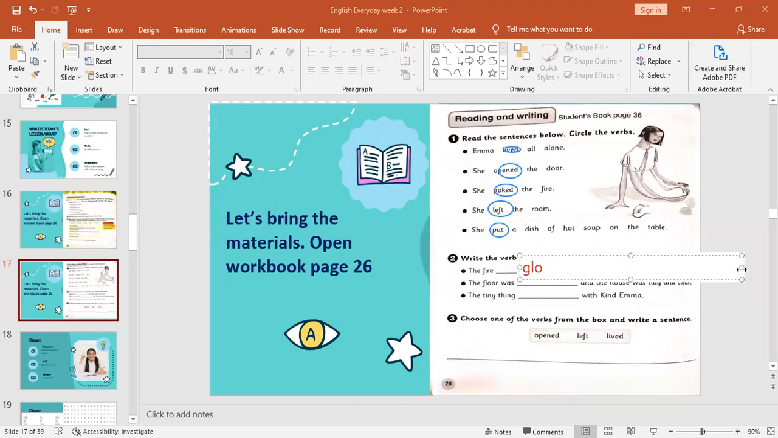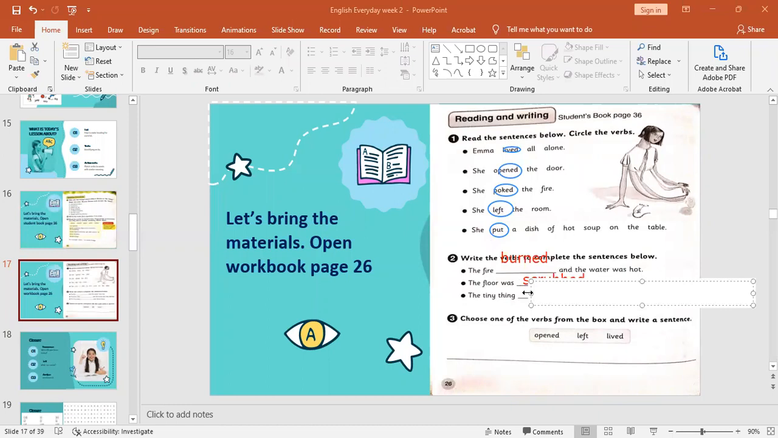Let's see, the fire burned. Good. The fire burned. Okay, for the water too. Then the floor was what? The floor was scrubbed. The floor was scrubbed. Okay, and the little tiny thing did what with Emma? The tiny thing stayed with Emma.